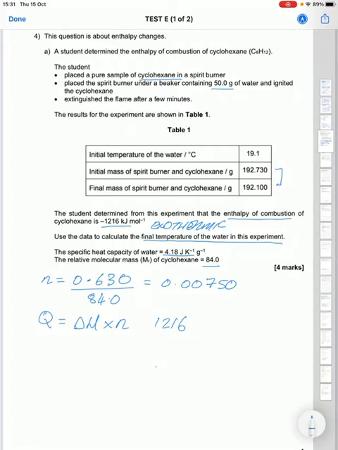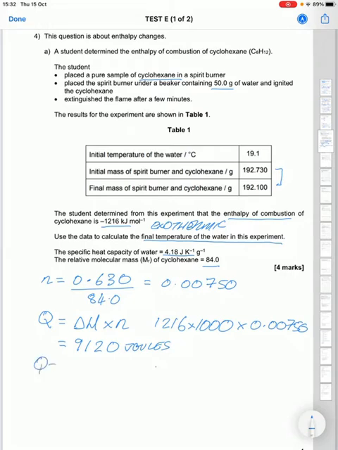Now that's in kilojoules, and I need to convert that into joules because the quantity of heat in MCΔT is in joules. So I'm going to times that by 1,000, and then I need to multiply that by the number of moles, 0.0075. So the quantity of heat is 9120 joules.